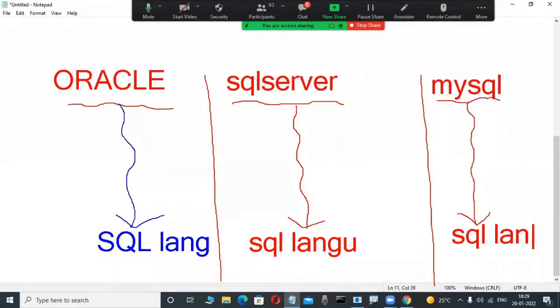Now what is my doubt? So many people attending this demo class have a doubt: are these SQL languages the same or different? I have a doubt here.